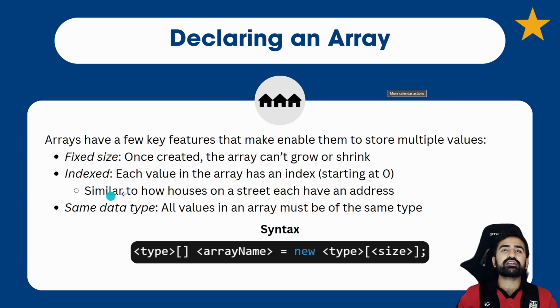So the indexing is similar to houses on a street. They each have an address. And remember, because we put the values together in a row, it's really easy to find the location, or calculate the location, of the next address. So that's what makes arrays possible. That's what makes storing multiple values possible. And of course, arrays all have to have the same data type in terms of their values. So you can't mix different types in an array. They all have to have the same data type.